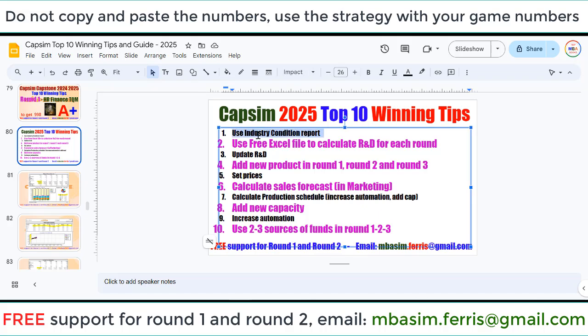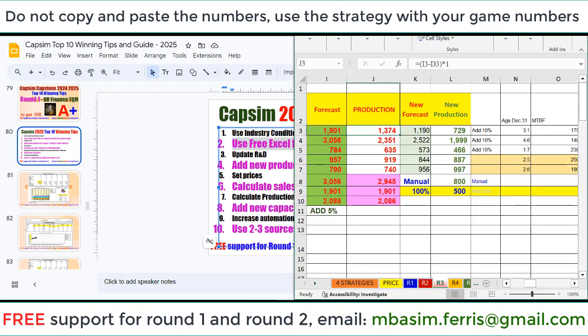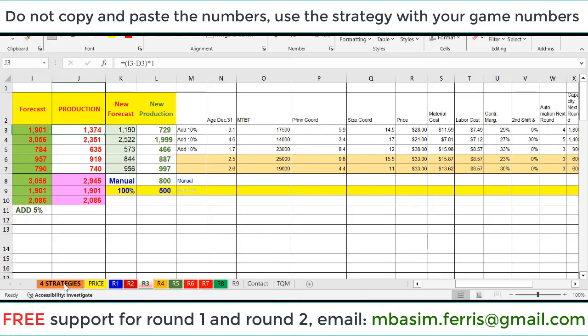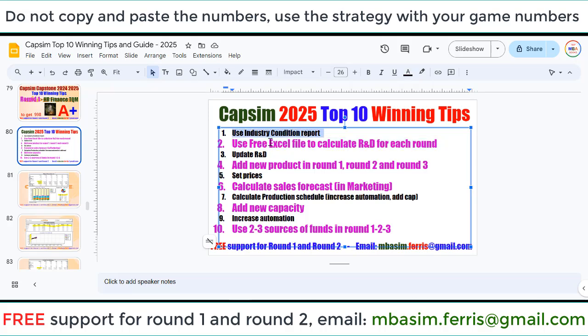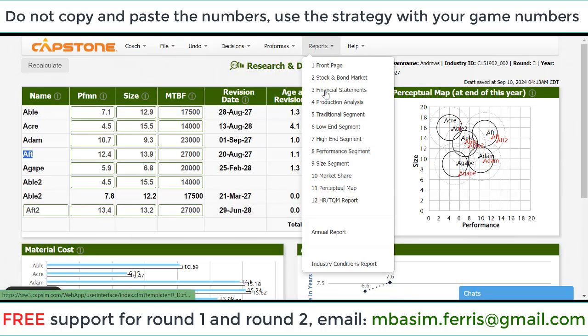So you see that the industry condition report is the first thing to look at, and then you can download and use a free Excel file under this video to calculate the R&D for 8 rounds. So the industry condition report and the free Excel file are the first 2 winning guides and tips. I show you the details now. I explain to you the industry condition report.